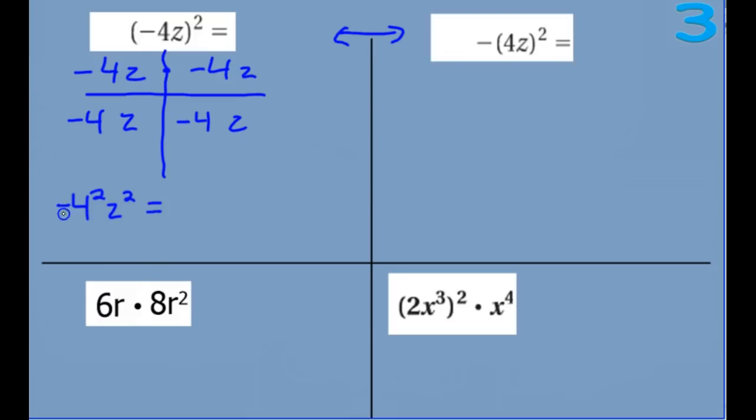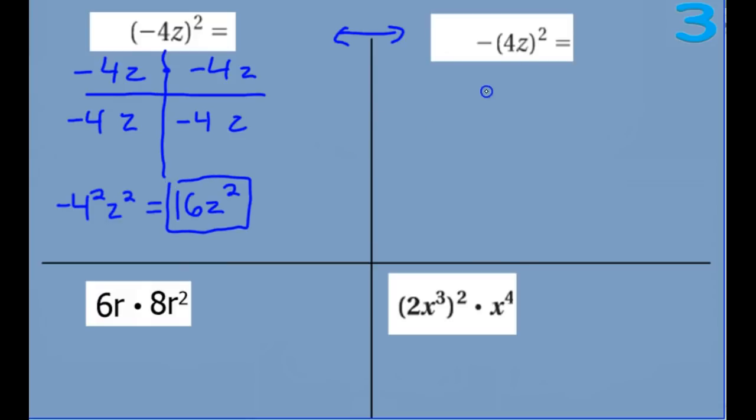Now we can make this into a better answer. Negative 4 squared would give us negative 4 times negative 4. And 2 negatives make a positive, so we have a positive 16 z squared. So positive 16 z squared will be our answer for this.